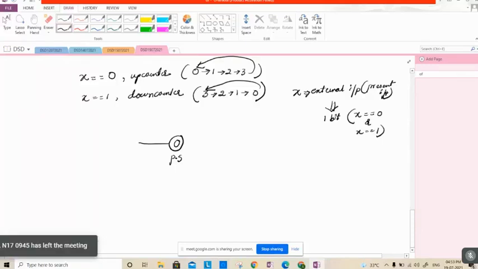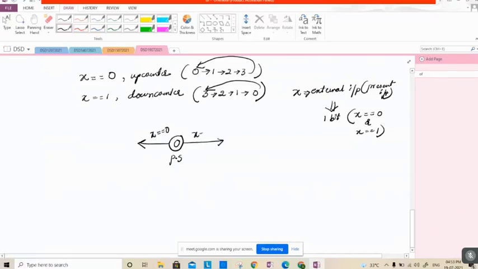X is equal to 0. X is equal to 1. Now whenever X is equal to 1, what is the next state? 3, sir. So whenever X is equal to 1, the next state is 3. Whenever X is equal to 0, what is my next state? 1. Whenever X is equal to 0, this is 1. Is this statement clear for all?